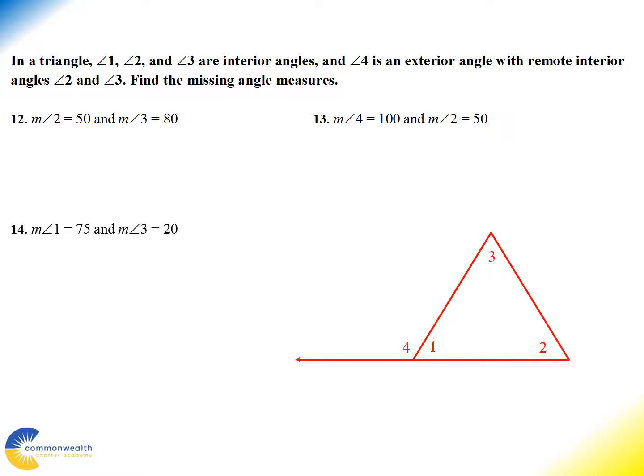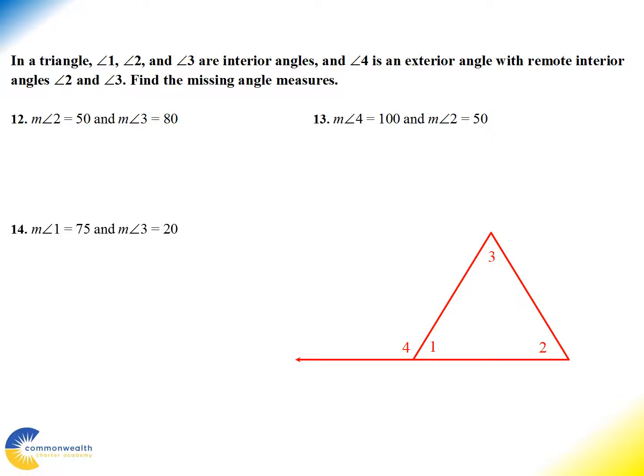Because we could use rules for linear pairs. We could use rules for exterior angles. We could use rules for the sum of the interior angles of a triangle, which we've shown is 180 degrees. So those are the rules we're going to be looking to use here.